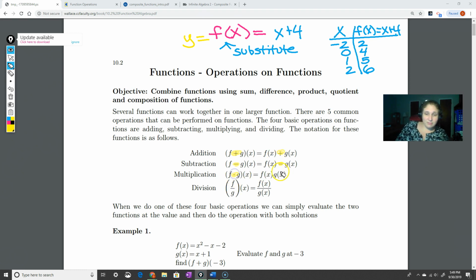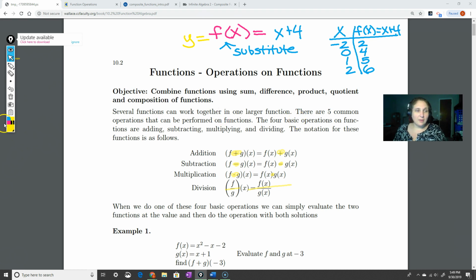Here, multiplication. Here's division. Literally, that is all it is. It's that simple. If it says addition, you add the functions. If it says subtraction, you subtract the functions. If it says multiplication, you multiply. If it says division, you divide. That's literally what the operations with functions are.